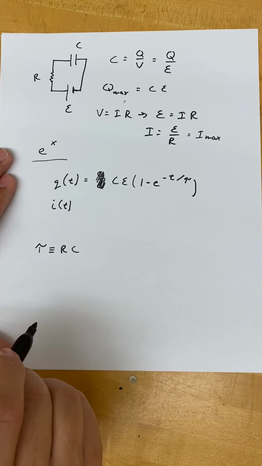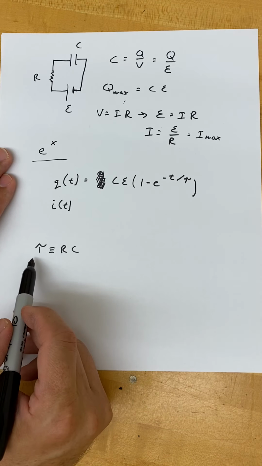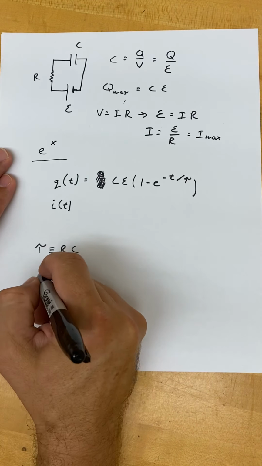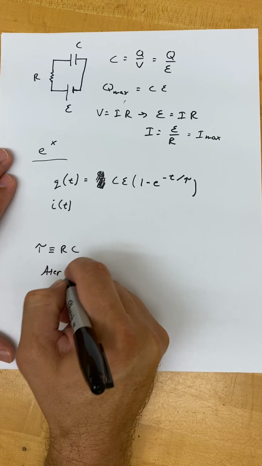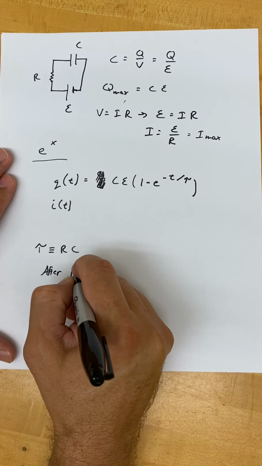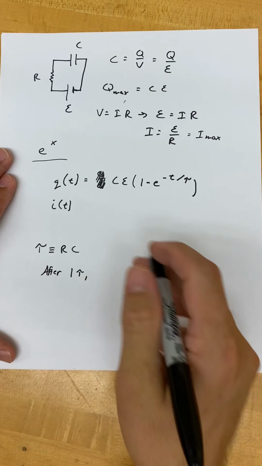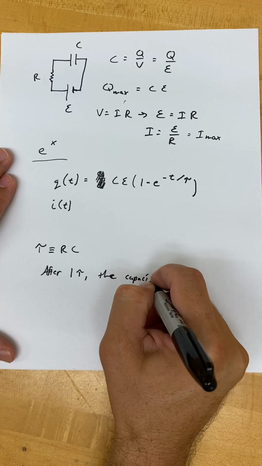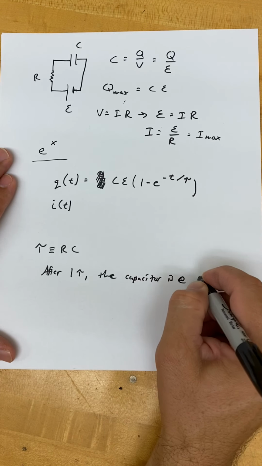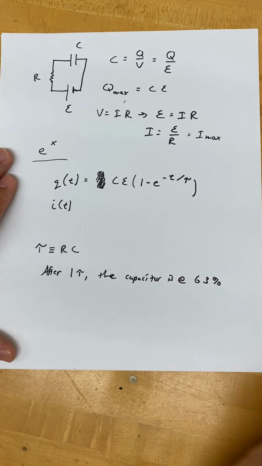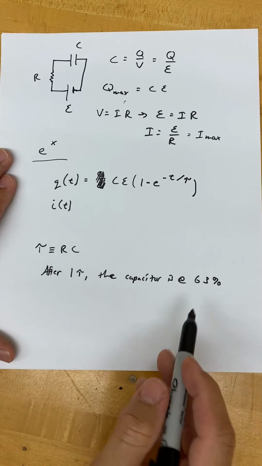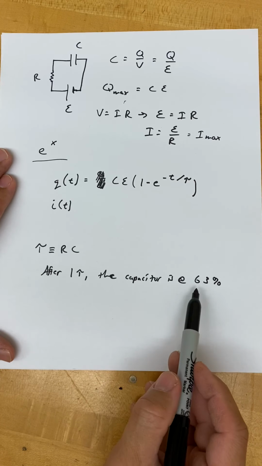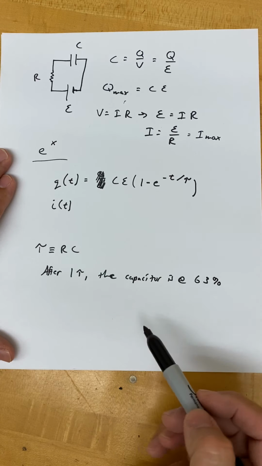Characteristic time means that after one of these, the capacitor has charged up to about 63%. It's a little bit more than that. After 1 tau, whatever tau is, the capacitor is at about 63% of its final charge. If I start there and go 1 more tau, so this would be after 2 tau, the capacitor has charged up about 63% of whatever was left.